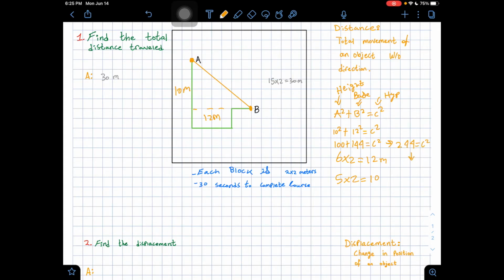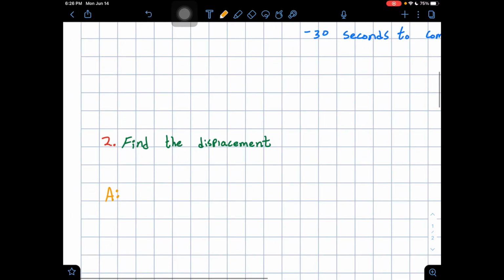Take the square root of both sides. The square root of 244 is 2 square roots of 61, and that is our hypotenuse value. So 2 square roots of 61. And that is also our displacement. So our answer for displacement for number 2 is 2 square roots of 61.